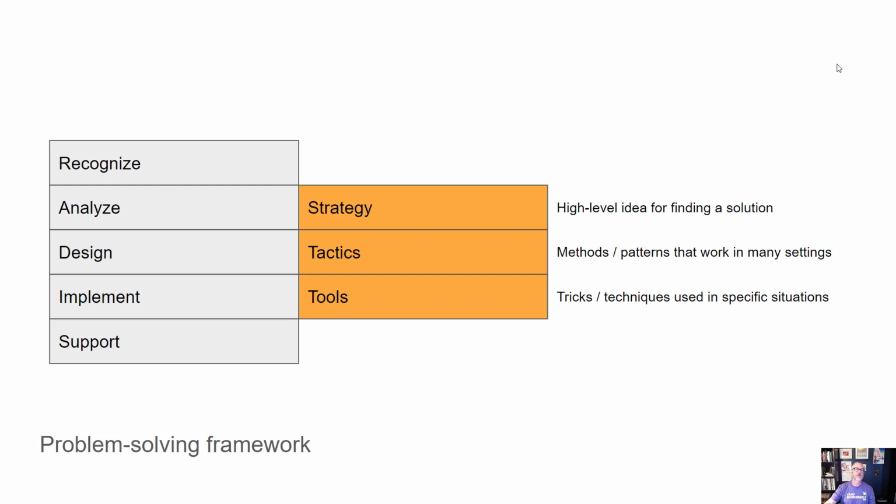So this is overall our problem-solving framework. Again, at Doan, you'll hear a lot about Radius: recognize, analyze, design, implement, support. In the book, they talk about the analyze, design, and implement phases as strategy, tactics, and tools.